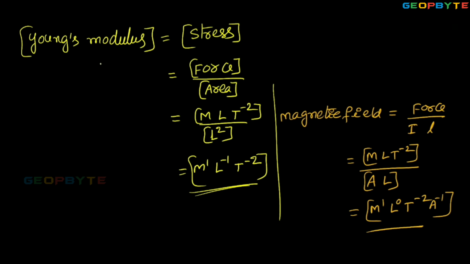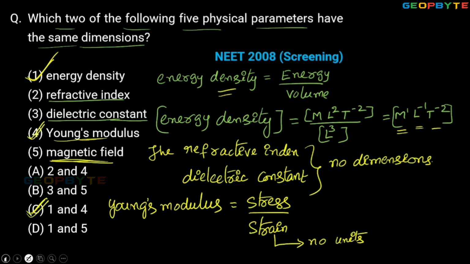It is other than both Young's modulus and the energy density. Anyhow, option C is absolutely correct. Okay, energy density and Young's modulus both are maintaining the same dimensional formula. Okay, are you following clearly? Yes.